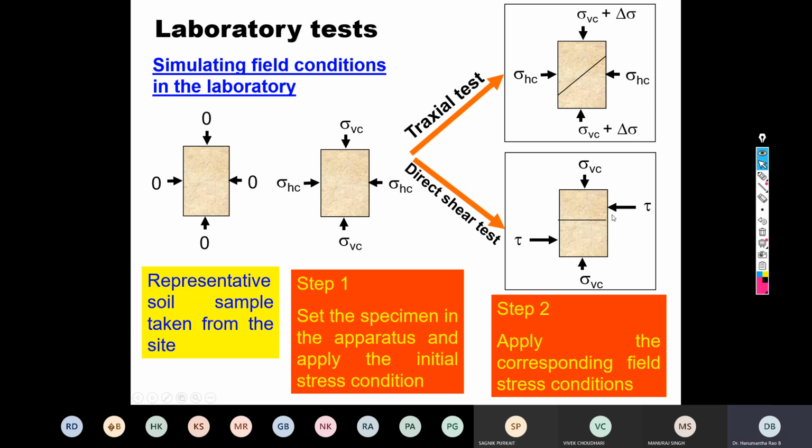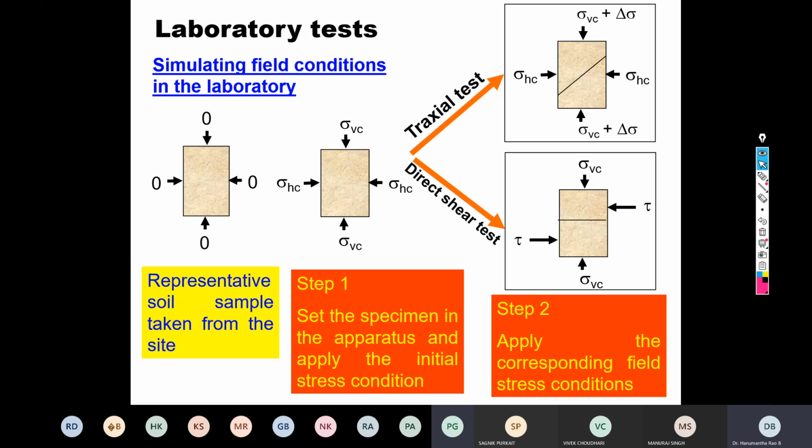Step mode, in a step mode. But truly speaking, when you conduct any triaxial test or a direct shear test, we literally do not impose any load. Therefore, they are not called load tests. They are strain based tests. They are not stress based tests.